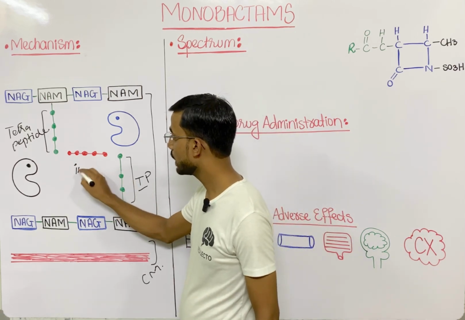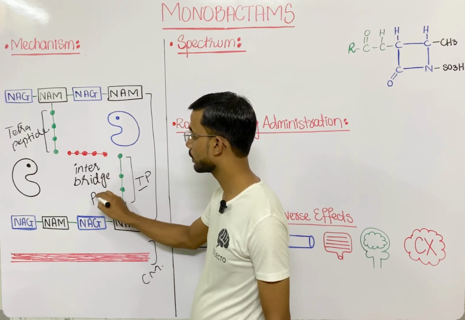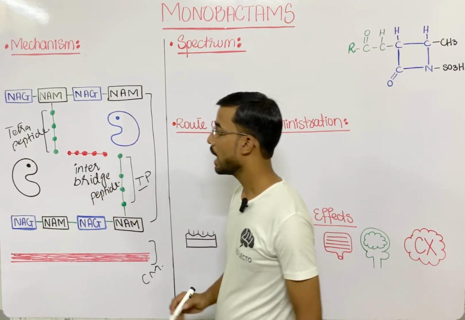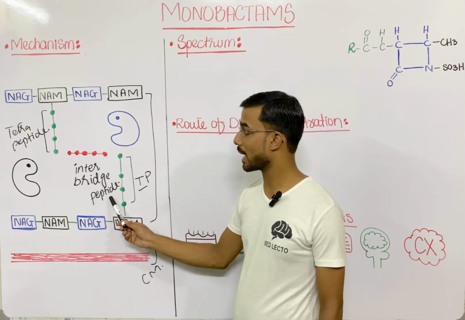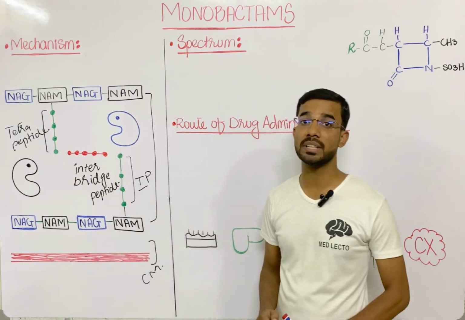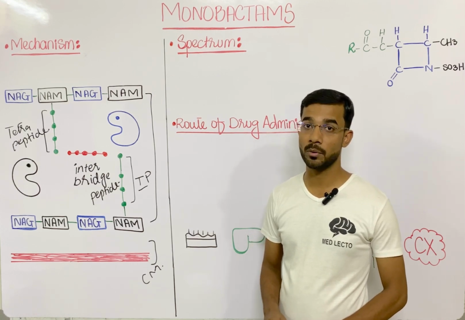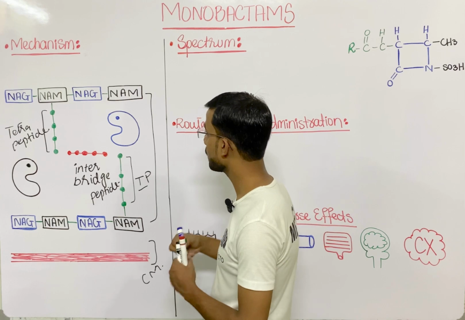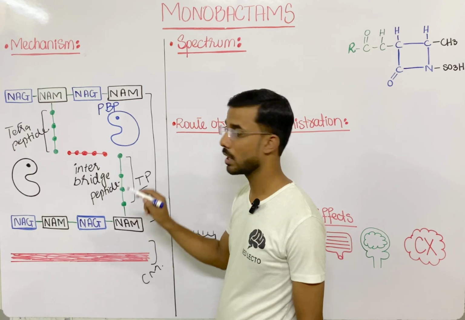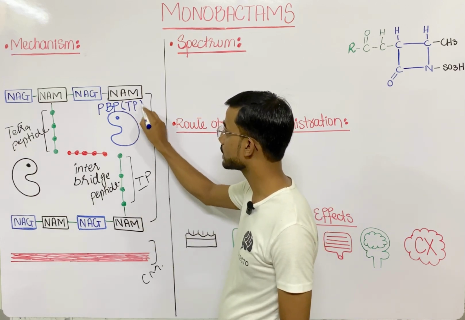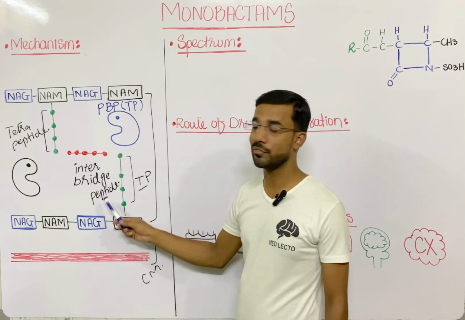Here is the interbridge peptide. So, you will see the linkage of the interbridge peptide with the tetrapeptide with the help of the enzyme, that is transpeptidase, or you can say penicillin binding protein 3. So that enzyme is basically this one. This is actually the penicillin binding protein, or you can say transpeptidase. That enzyme actually help in the linkage of the interbridge peptide with the tetrapeptide.